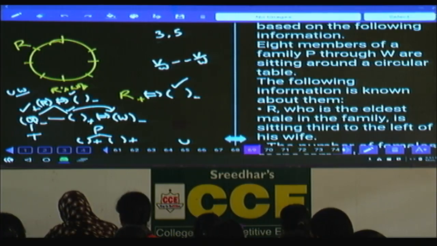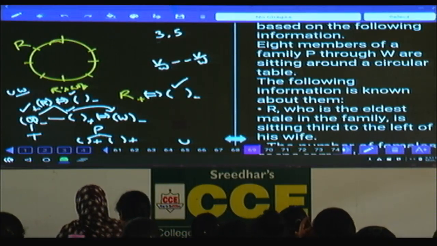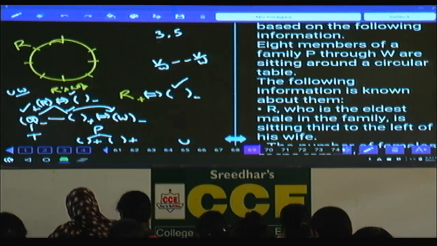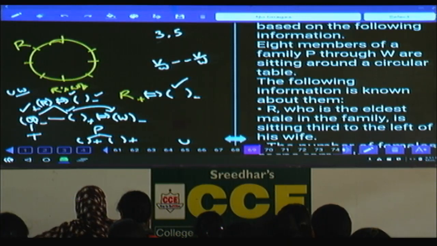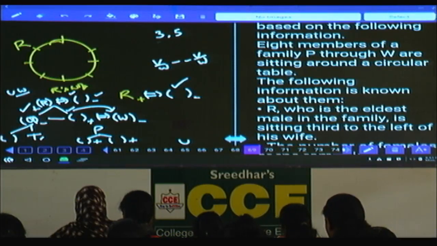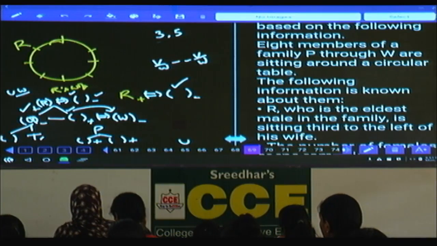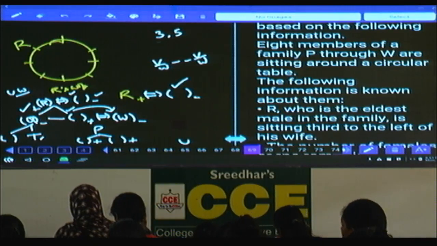W is the sister-in-law of Q. Q is sitting to the immediate right of W's father-in-law. And two of the married couples have two children each. Now that means, for this R, there are two children. And now in this one, U and W, Q is having a child T. As Q is having a child T, now this Q should have another child, because out of these three couples, two of the couples are having two children each.